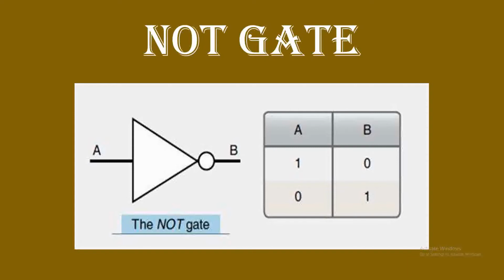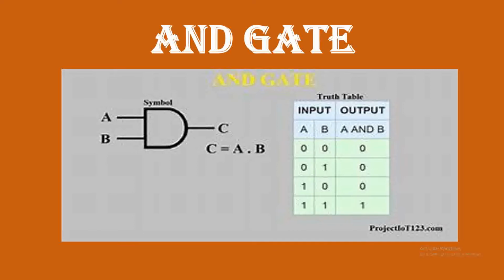So let's look at another gate now. Yes, this is the AND gate. As you can see, unlike the NOT gate, and like all other gates apart from the NOT gate, it has 2 inputs and 1 output. Don't worry about this, just look at the symbol.